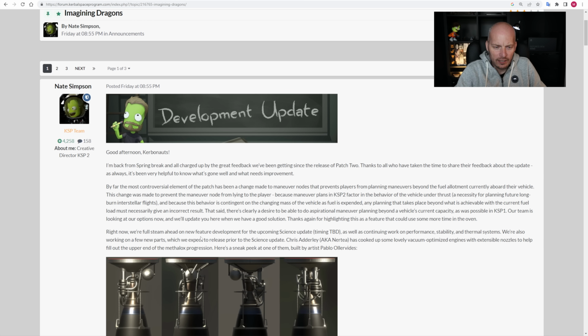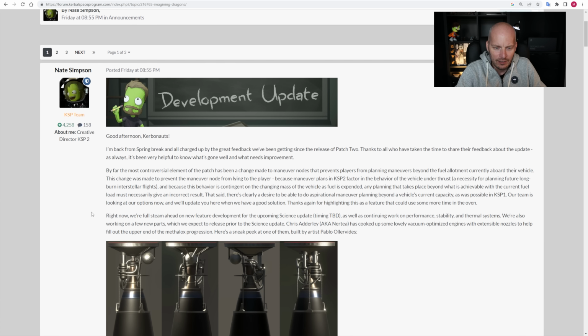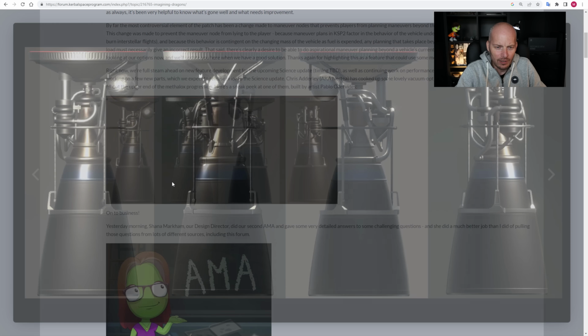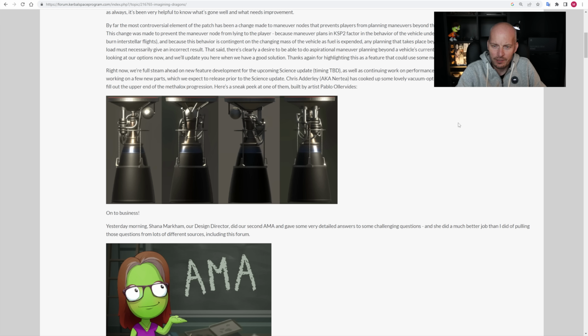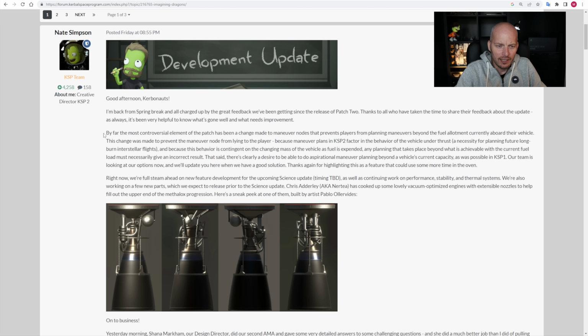It says they're also working on a few new parts, which we can see a screenshot of in just a moment. Chris Adderley, a.k.a. Nutty, has cooked up some lovely vacuum-optimized engines with extensible nozzles to help fill out the upper end of the progression there. So let's have a look there. You can see the screenshots of some of those parts. Neat-looking engines.